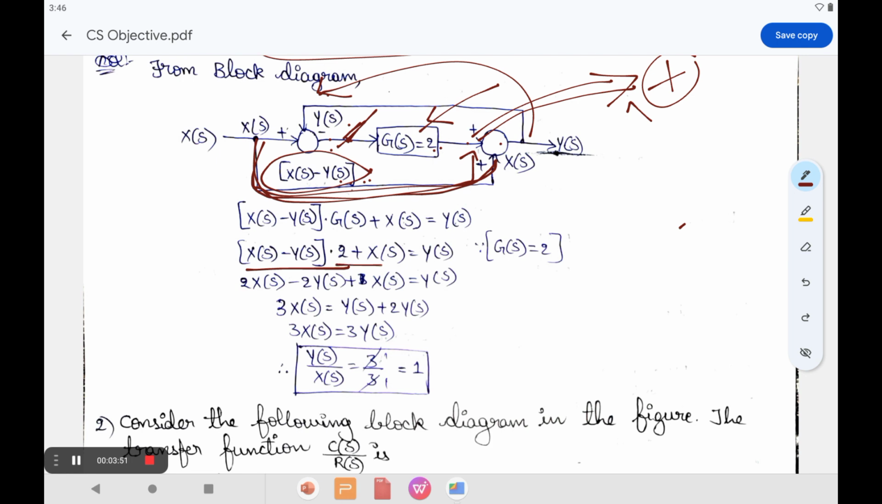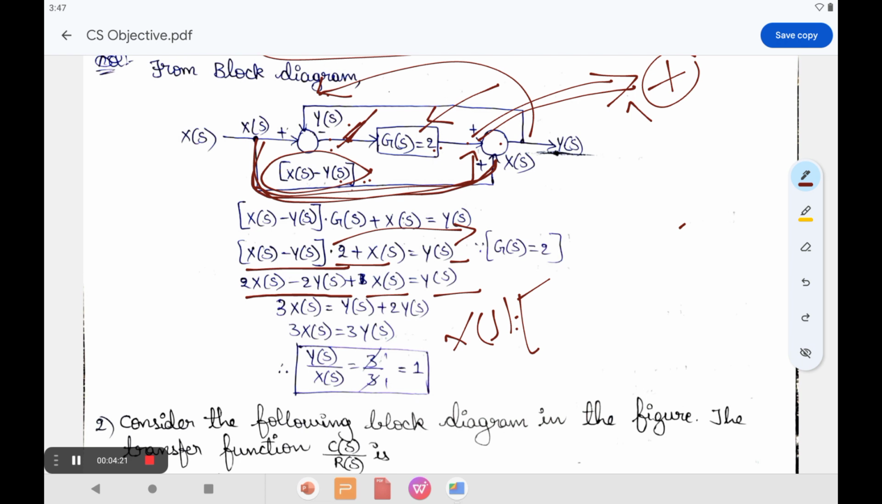So plus X of s is equal to Y of s. Now from this, G of s is already known from the given transfer function, which is 2. Therefore, let us separate X of s and Y of s. Take the Y of s term to the right side. So 2 into X of s minus 2 into Y of s plus X of s is equal to Y of s. Now from this, what is the value of Y? X of s is common, so X of s is equal to X of s into, that is nothing but, what is the value of X of s?